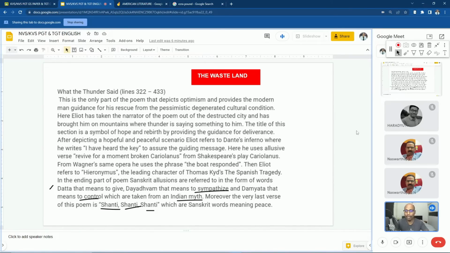Datta. That means we have to give our lives for the benefit of society, for the benefit of mankind, and we should develop Dayadhvam. Dayadhvam means to sympathize. And the third one is we should develop Damyata. That means to control our sexual desires, to control our moral degradation. So through this path, we can achieve salvation.